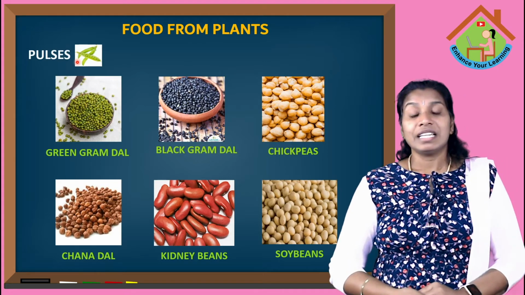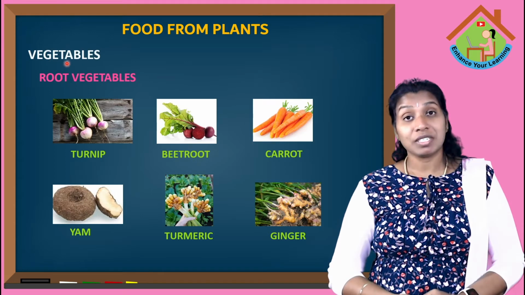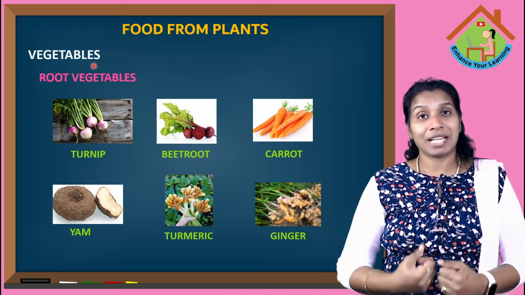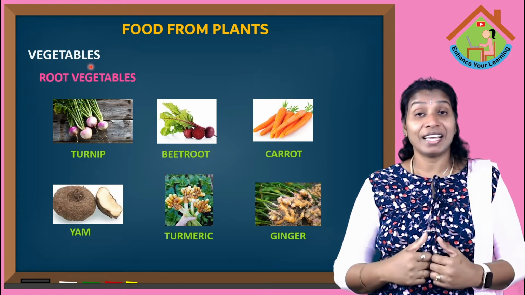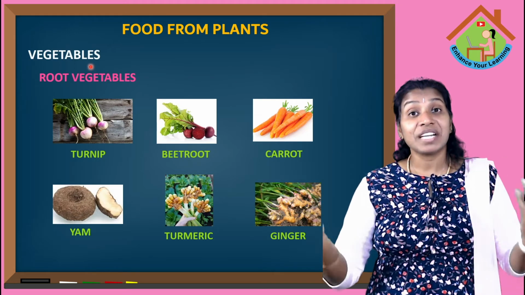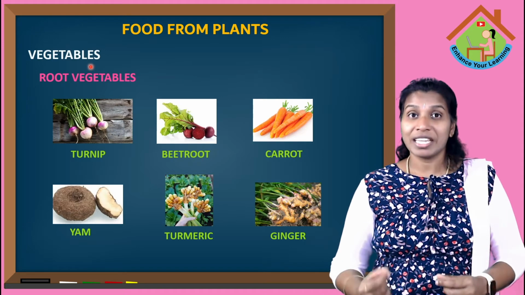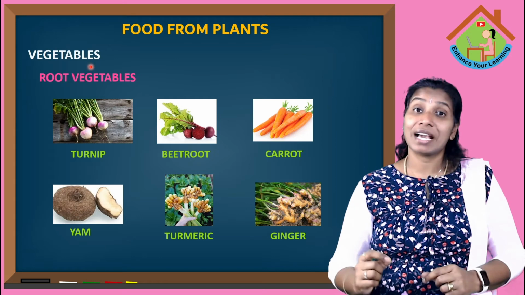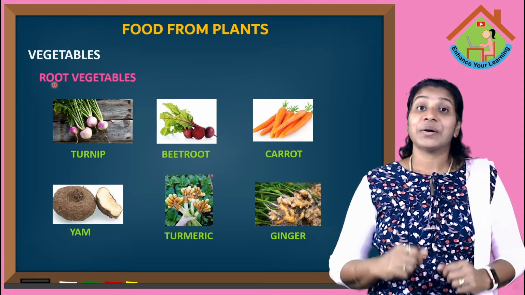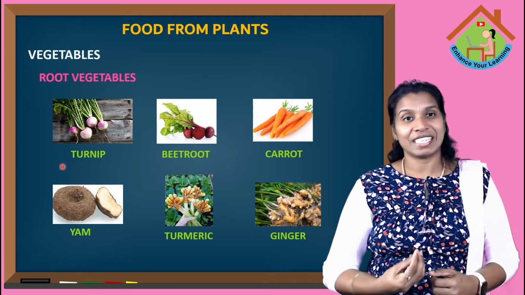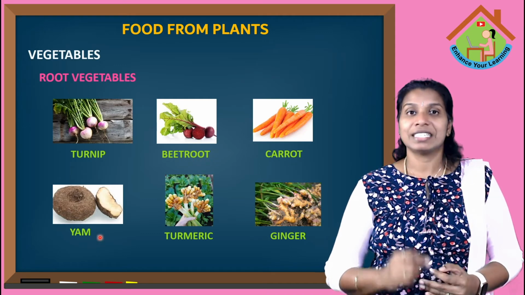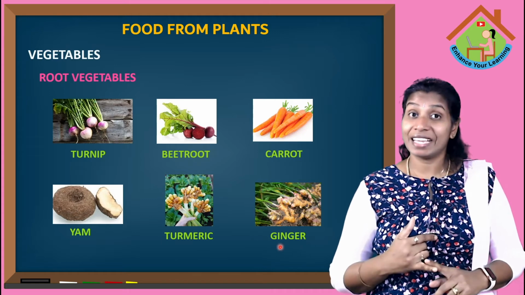Okay, kids? Next, we will get vegetables from plants. Why are we eating different parts of the plants? Because these plants make their own food and they store the remaining food in the form of starch in different parts of the plants. That is why we are eating different parts of the plant as vegetables. So first we will see root vegetables. What are the root vegetables we are eating? The root vegetables are turnip, beetroot, carrot, yam, turmeric and ginger.